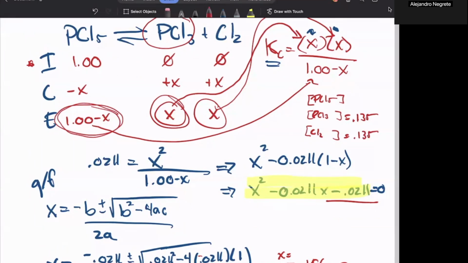Now for the PCl5, it's 1 minus that. So 1 minus 0.135 is equal to 0.865. And these are the equilibrium concentrations. Okay. So we're definitely going to be doing some more of these.